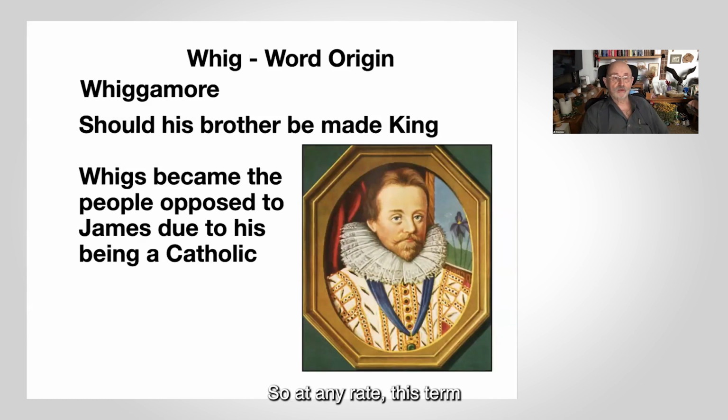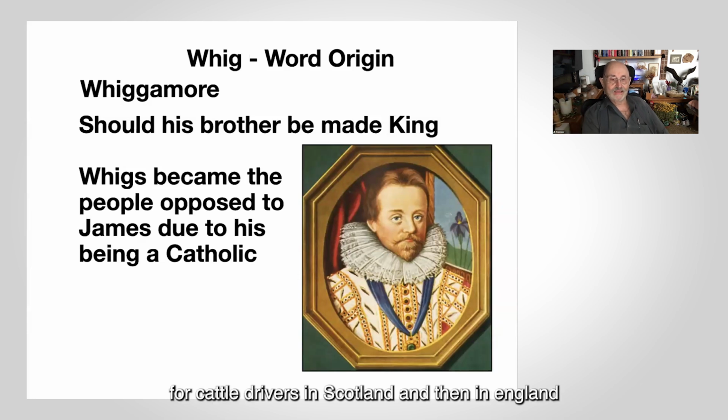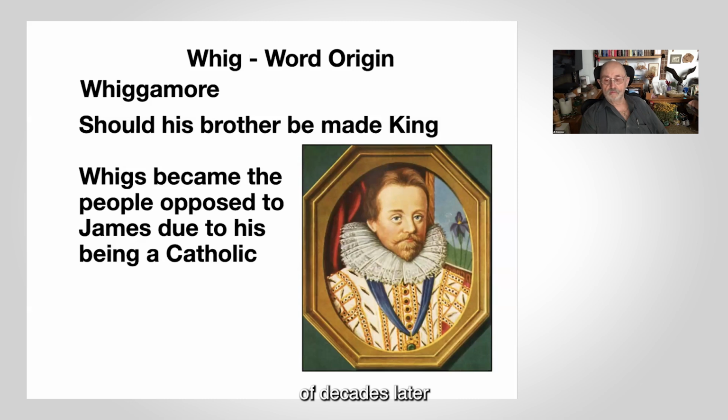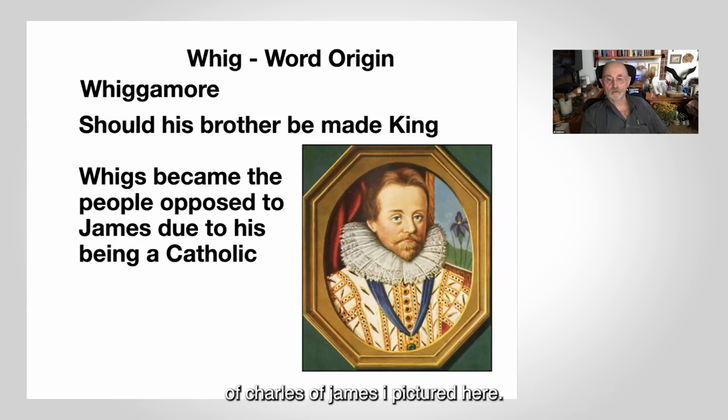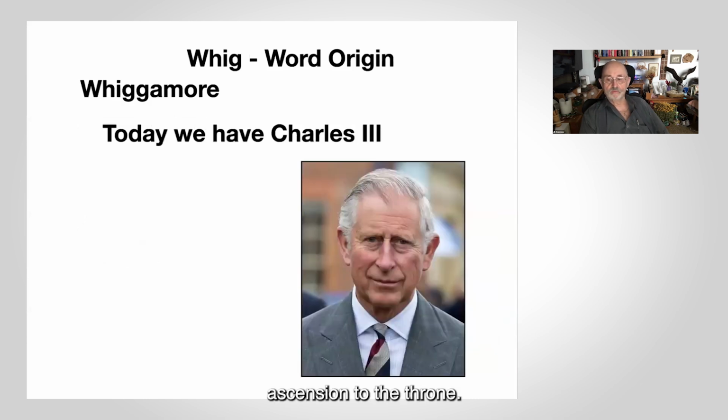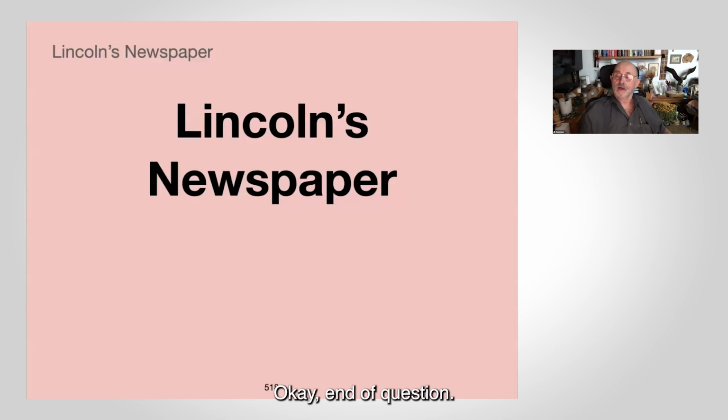So at any rate, this term got applied to people, Whigs, in a derisive way for cattle drivers in Scotland. And then in England, decades later, it became a derisive term for a group of people who were opposed to the kingship of James the First, pictured here. So Whig grew out of opposition to James the First's ascension to the throne. And here is Charles III. Okay, end of question. Back to Lincoln.